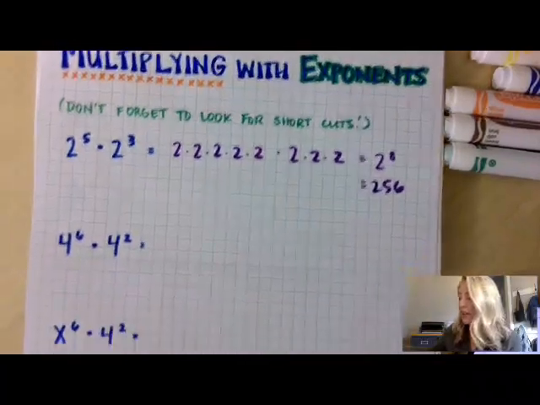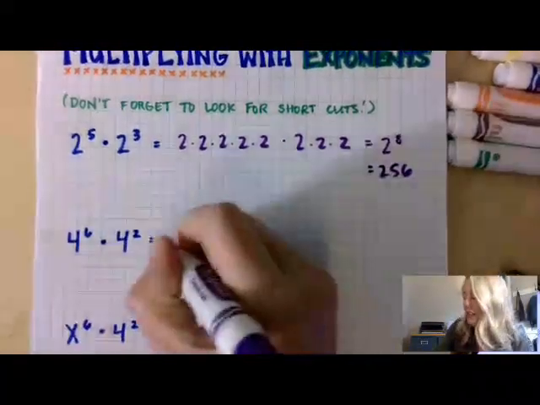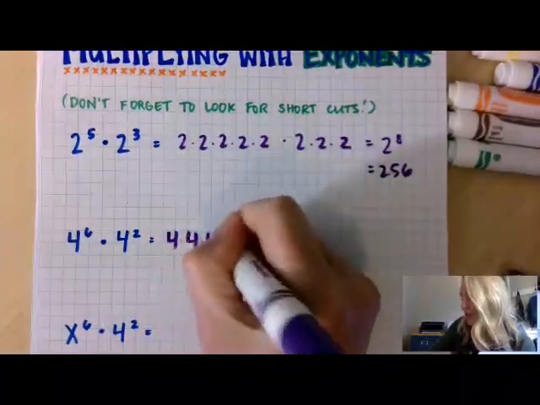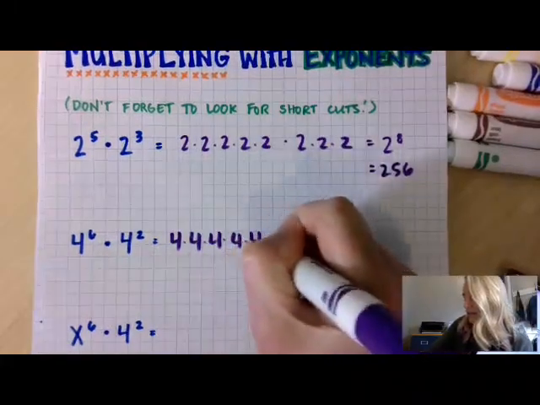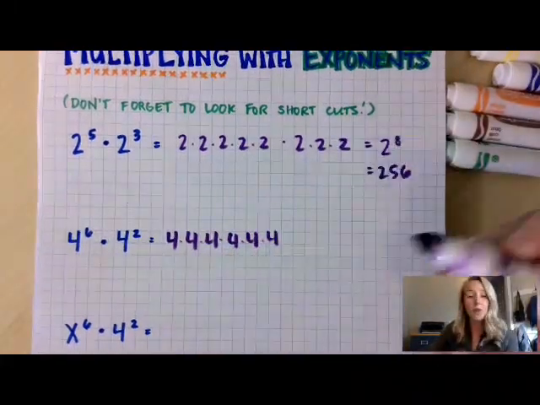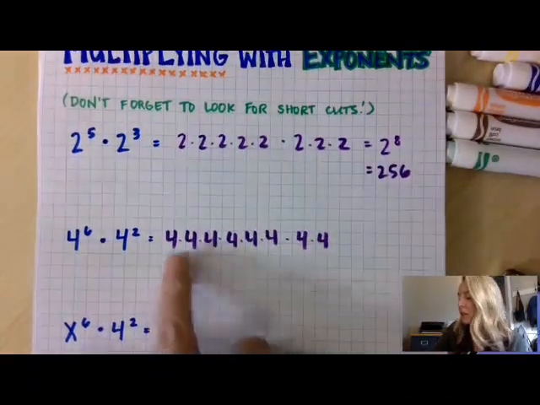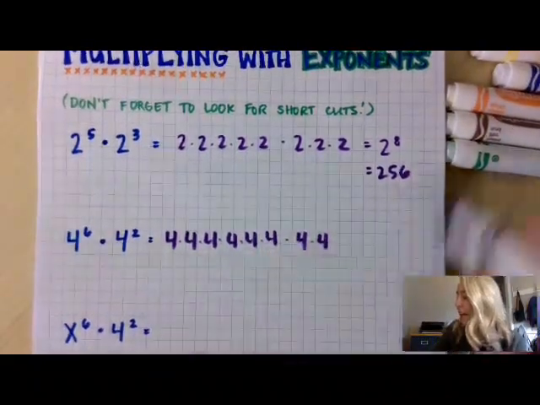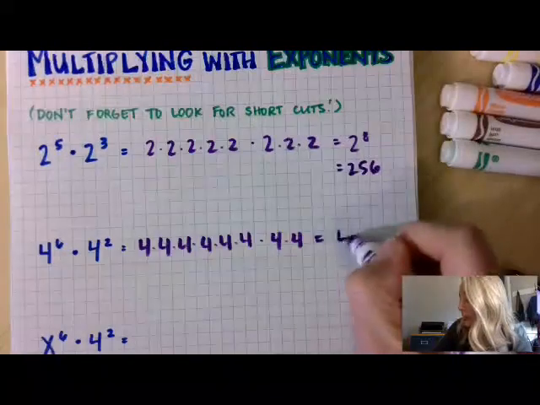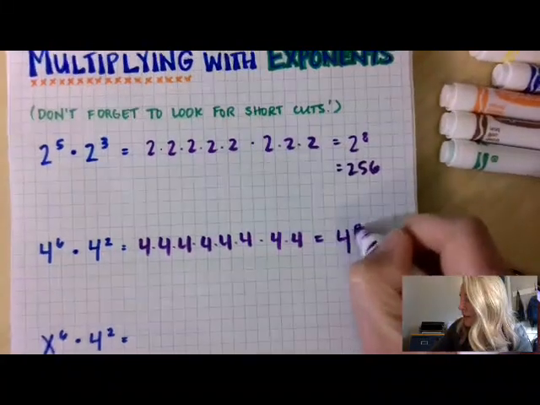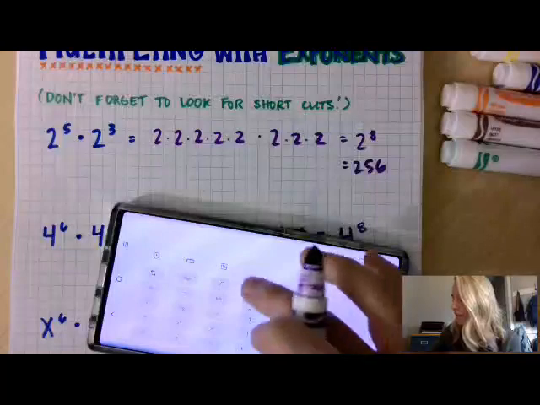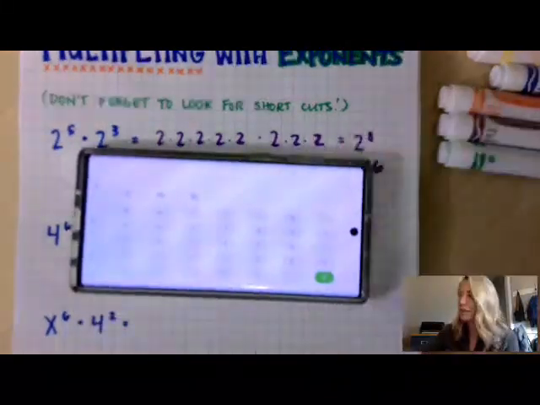So keep your eye out. Now, 4 to the 6th looks like this, 4 times itself 6 times, times 4 to the 2nd. Okay, altogether I have 1, 2, 3, 4, 5, 6, 7, 8 4's being multiplied. Okay, 4 to the 8th on the calculator.